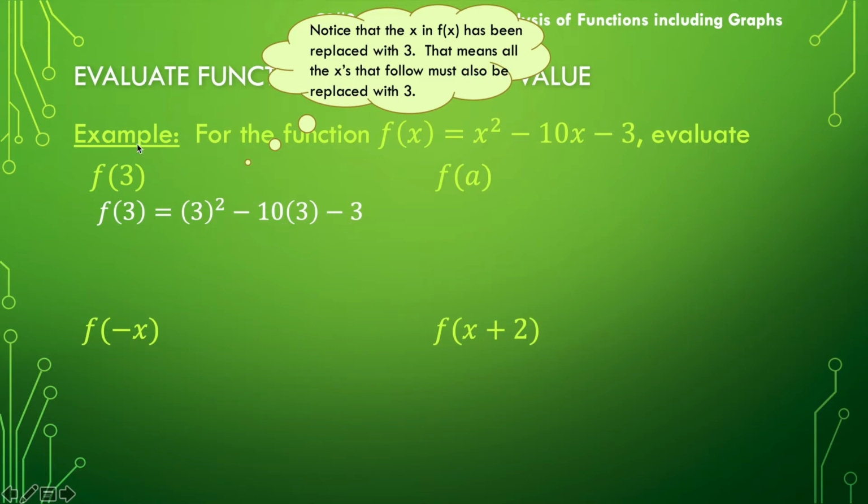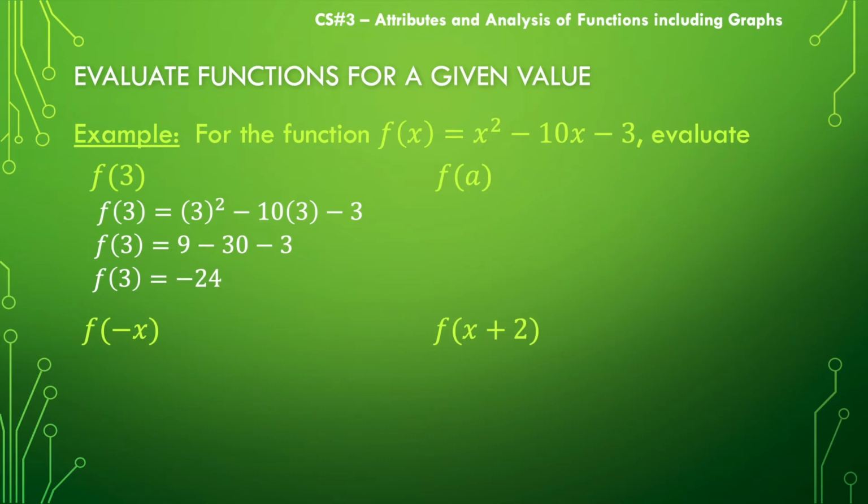So when 3 replaces the x here, it must replace all the other x's. And then you're just going to use what you know about order of operations to evaluate. So we would take 3 and square it. We would subtract 10 times 3 and then subtract 3 again. So 9 minus 30 minus 3. So f of 3 would end up being negative 24.